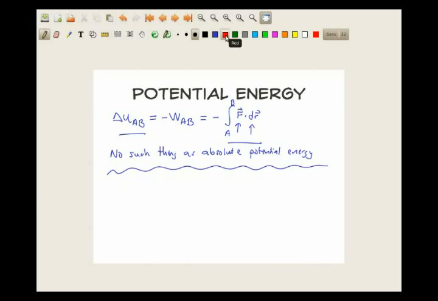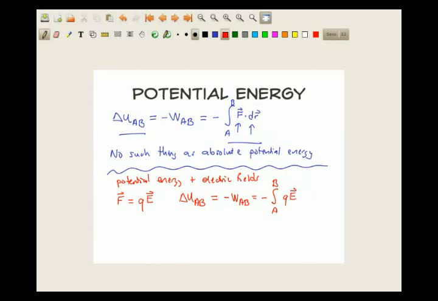So let's introduce electric fields into this discussion. Let's talk about potential energy and electric fields. We know that the force that an electric field exerts on a charge Q is just given by the product of the charge and the electric field vector. That's just an inversion of the definition of the electric field, which is the force per unit charge. So that means that changes in potential energy in an electric field will be equal to the negative of the work done by the field, and that's going to be equal to negative the integral from A to B of F dot dr vector, but F in this case is qE vector dot dr vector. And again, where dr vector represents pieces of the path.